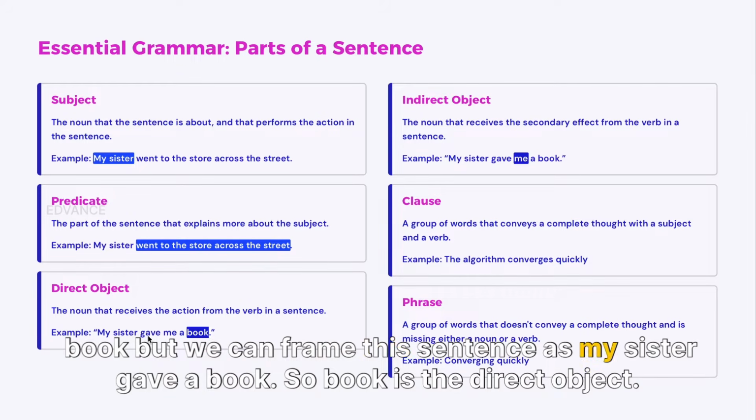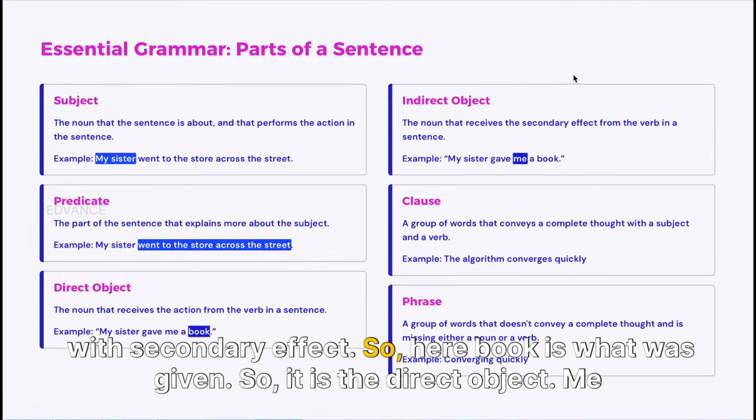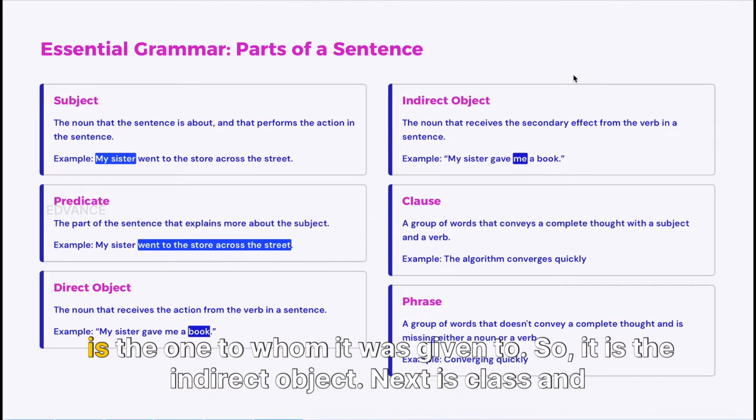as my sister gave a book. Okay, so book is the direct object. So here book is what was given, so it is the direct object. Me is the one to whom it was given, so it is the indirect object.